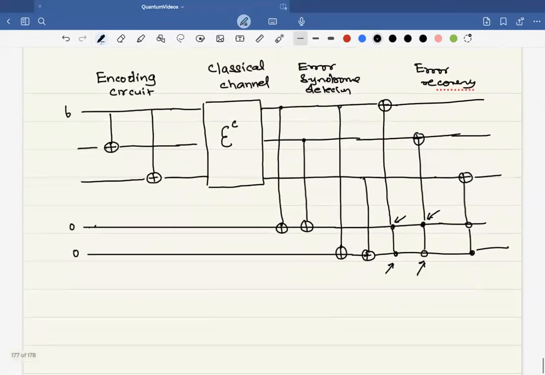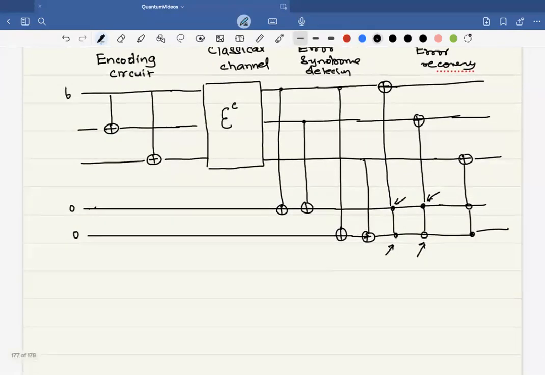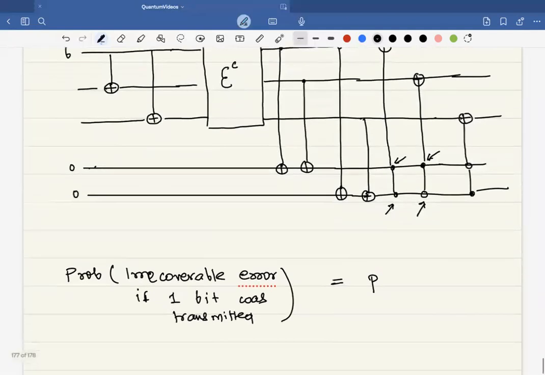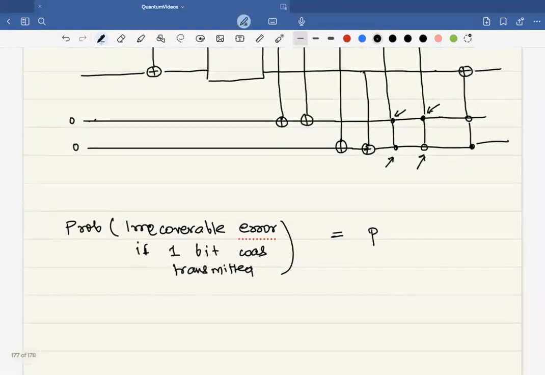And finally, one wants to talk about what is the probability of an irrecoverable error. So recall that if we were to just transmit one bit instead of three, then the probability of an error, if one bit was transmitted, is equal to P, right? So the bit could be flipped with probability P. So the probability of irrecoverable error is P.